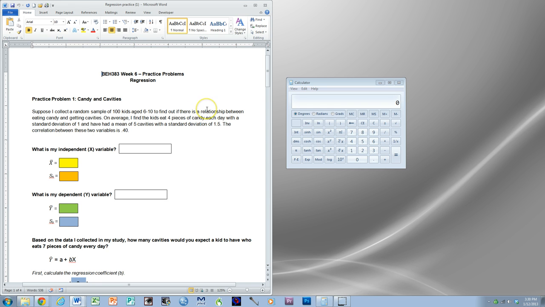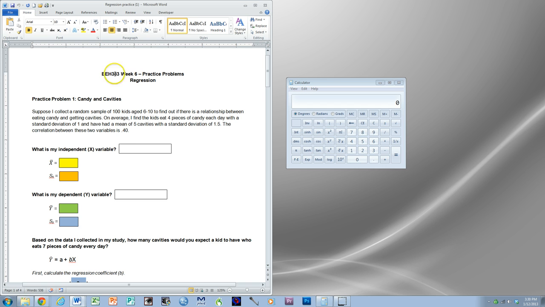So suppose I collect a random sample of 100 kids between the ages of 6 and 10. We want to know if there's a relationship between eating candy and getting cavities. So on average, I find that kids eat 4 pieces of candy each, with a standard deviation of 1, and have a mean of 5 cavities, with a standard deviation of 1.5. The correlation between these variables is 0.40.